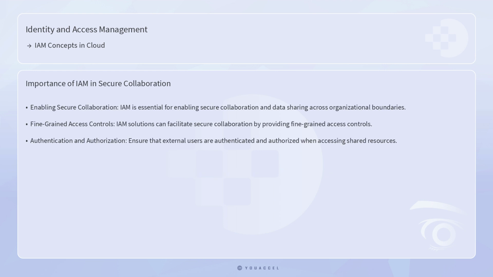IAM is also essential for enabling secure collaboration and data sharing across organizational boundaries. As businesses increasingly partner with external entities, they must ensure that access to shared resources is tightly controlled. IAM solutions can facilitate secure collaboration by providing fine-grained access controls and ensuring that external users are authenticated and authorized. For example, a company might use IAM to grant a partner organization access to specific cloud resources while ensuring that the partner cannot access other sensitive information.